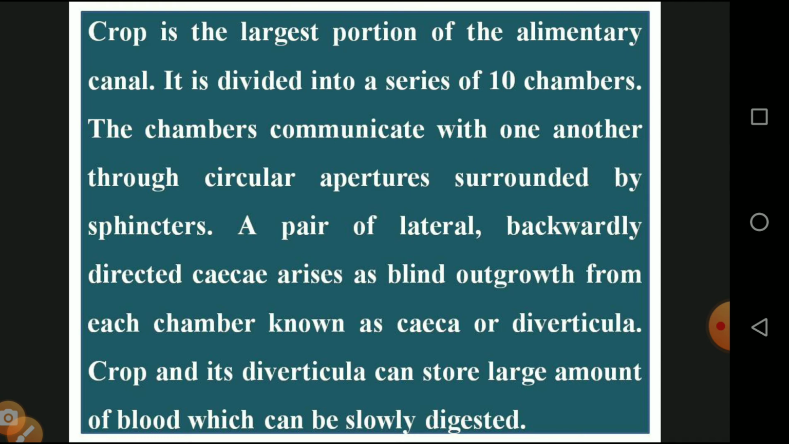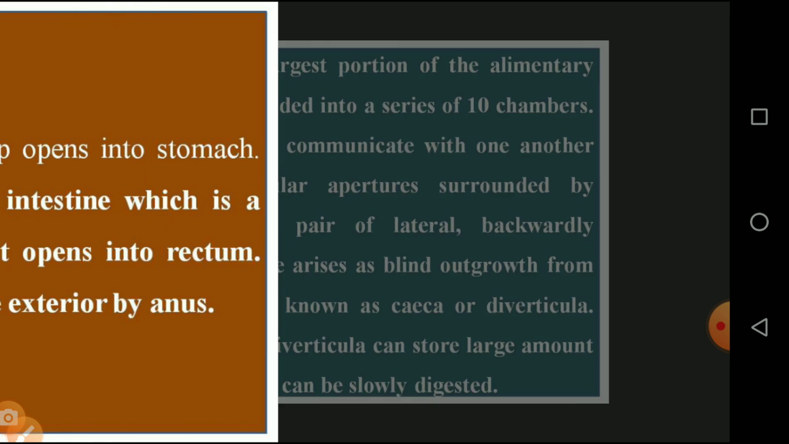The crop and diverticula can store a large amount of blood which can be slowly digested. The digestive system of the leech is very simple, and at the same time the digestive process is also very slow. After a full meal, it can go for a long time, nearly 6 months. So it is a very slow process. Once it has sucked blood, for another 6 months they are unable to take any kind of food. It's a well adapted organism.